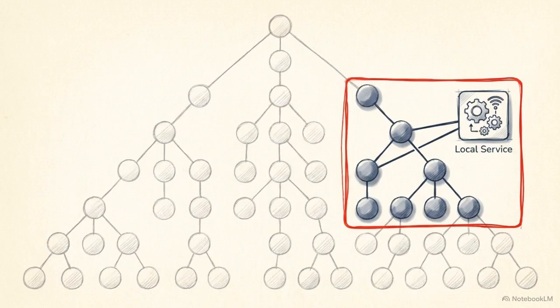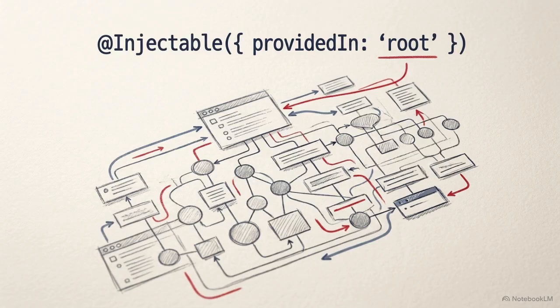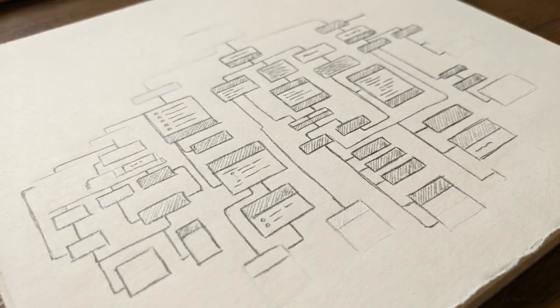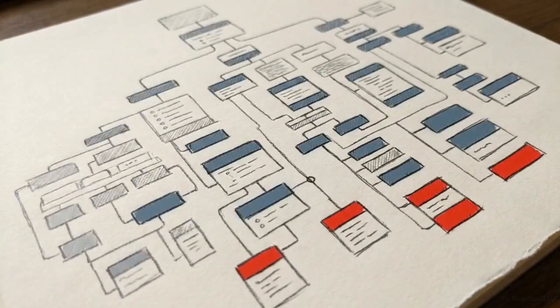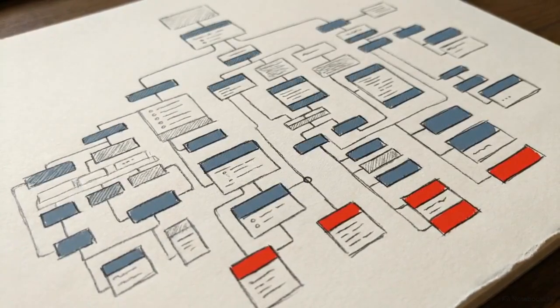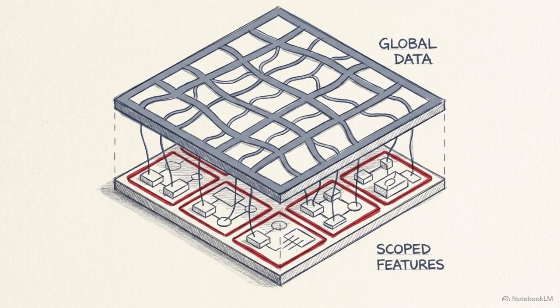This hierarchy enables localized scoping, where a service provided at the component level remains isolated from the rest of the application. Since version 6, the @injectable decorator allows services to register themselves using the provided in root syntax. This enables tree shaking, where the compiler automatically removes any service that is never injected into a component, reducing the final bundle size. Hierarchical DI allows the application to distribute global data while maintaining tightly scoped logic for specific features.